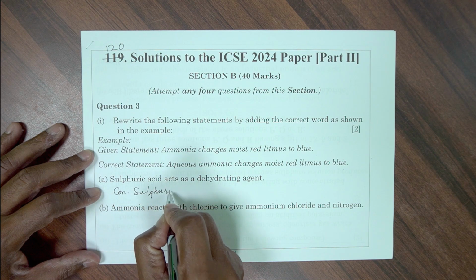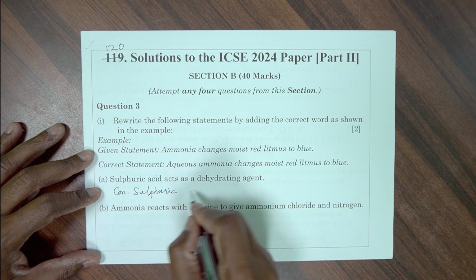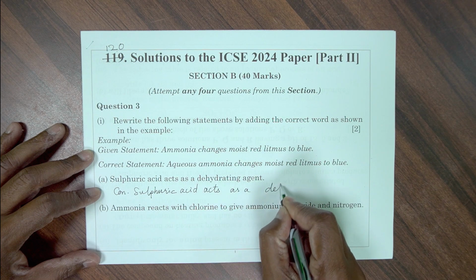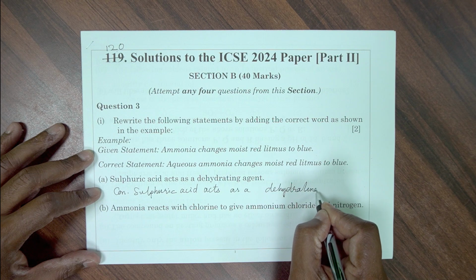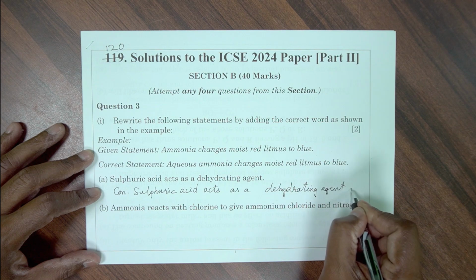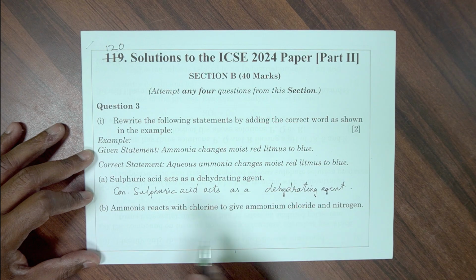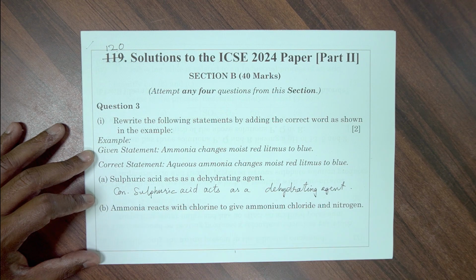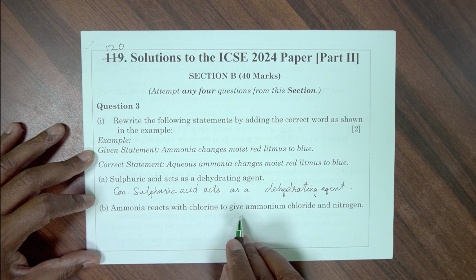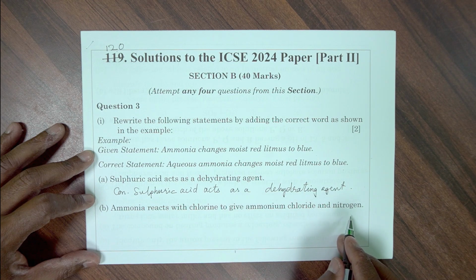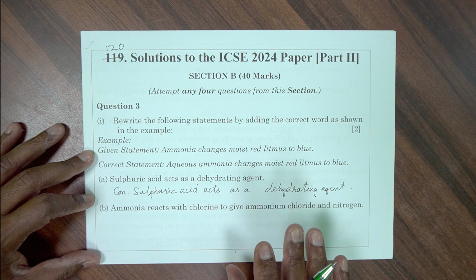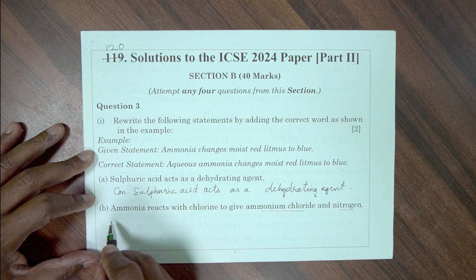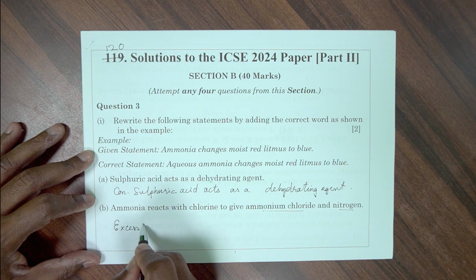You may write full name concentrated or con sulfuric acid acts as a dehydrating agent. This is the correct answer. Okay, complete statement rewritten. Then part B, ammonia reacts with chlorine to give ammonium chloride and nitrogen. So chlorine and ammonia, there are two types of reactions. One is ammonia in excess, one is chlorine in excess. Ammonium chloride and nitrogen are obtained when excess of ammonia is there. So you have to write excess of ammonia.